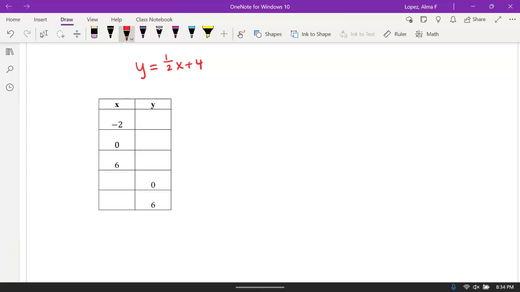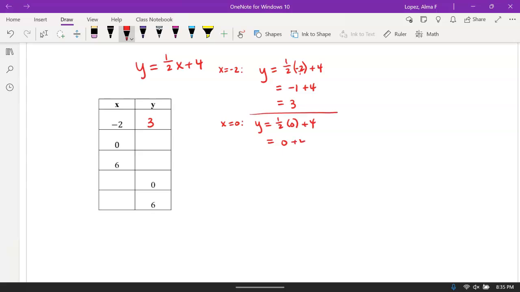Now on this one, we're going to plug in some x's and some y's, so we're going to have to pay attention. Let's plug in these 3 x's first. For an x of -2, y equals 1/2 times -2 plus 4. That's going to give me -2 over 2, which is -1, plus 4, which will give me a value of 3. When I plug the 0 in, and it's still an x, y equals 1/2 times 0 plus 4. Well, 1/2 times 0 is 0, plus 4 will give me a value of 4.